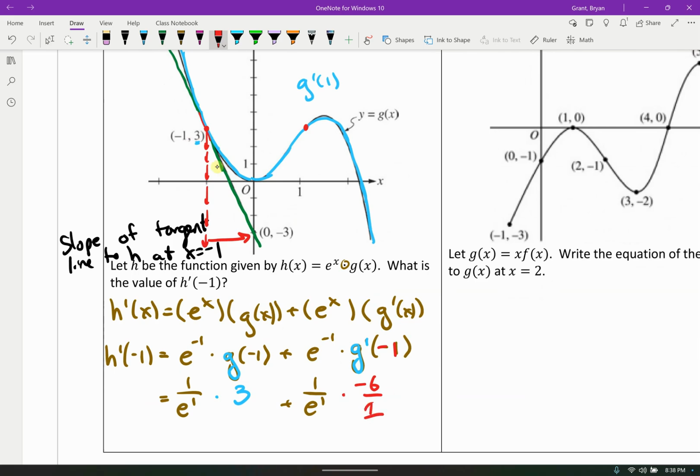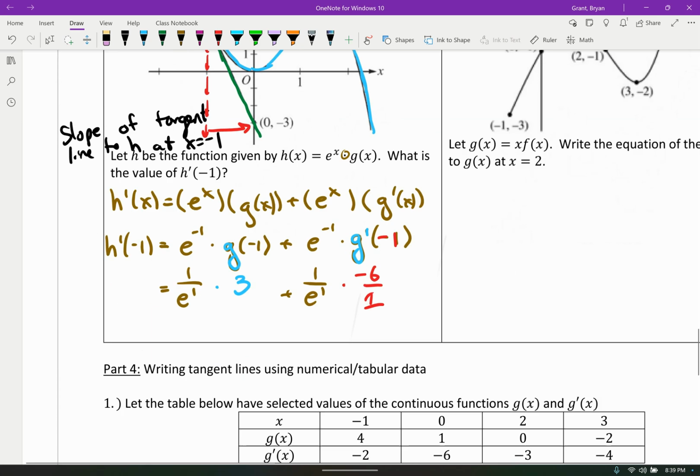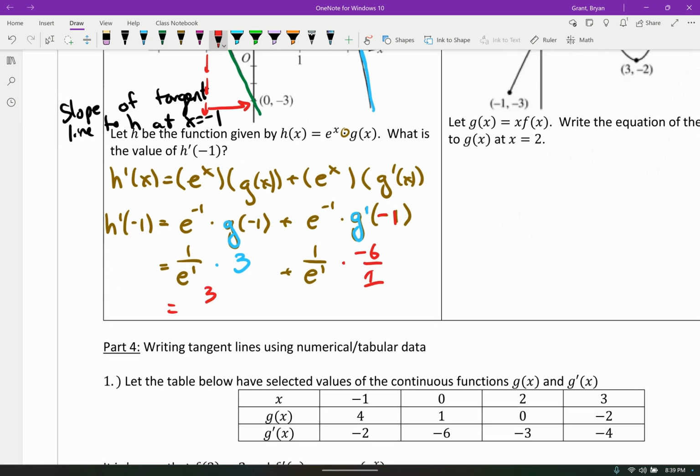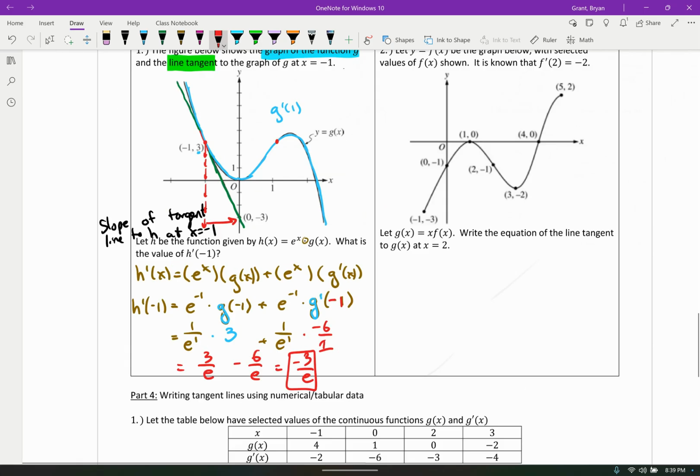Right, so by finding the steepness of the green line, it also told us the steepness of the blue graph, though only for the point of tangency. And then we can finish this up a little bit, right? This will be 3 over e minus 6 over e. Common denominators, maybe negative 3 over e. Sounds great. Okay, let's try one more.